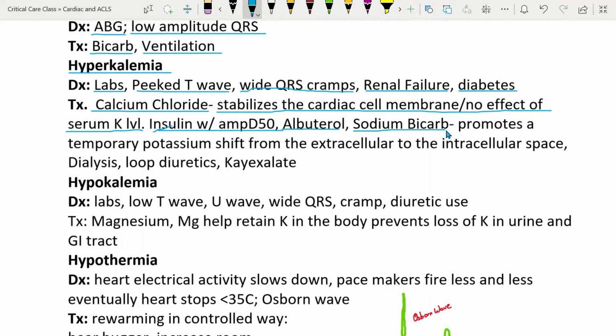They promote temporary potassium shift from extracellular to intracellular space. However, later treatment to lower potassium may be dialysis, loop diuretics, and K-oxalate.